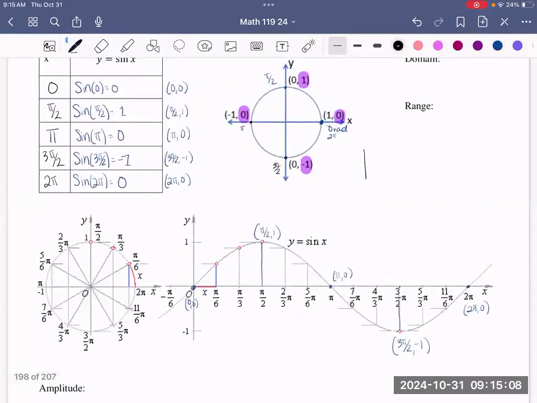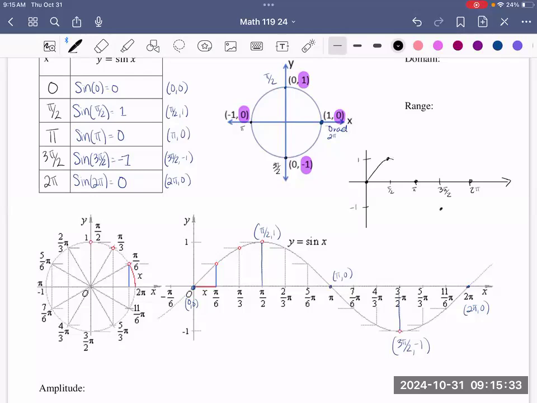So if we made a very basic graph that didn't have all of these points on here, we'd start at 0. We come up, let's say this is our 1, this is -1. So at pi over 2, we're up high. At pi, we're back at 0. At 3 pi over 2, we're now at -1. And at 2 pi, we're back to the center.